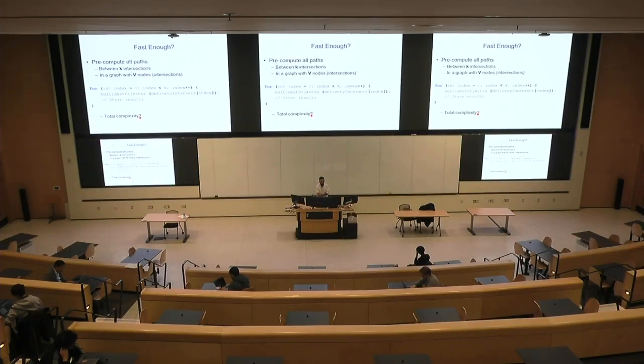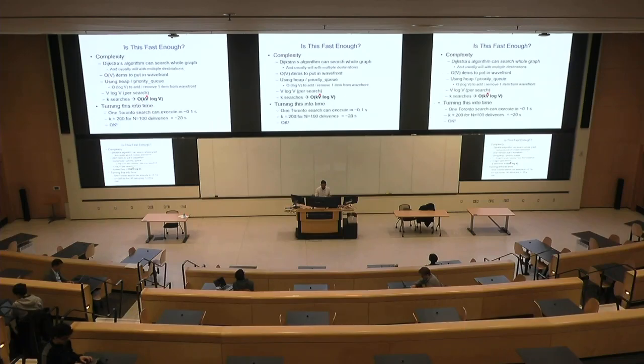Okay, so let's look at the complexity. Let's say we have k intersections of interest, where k in this case is equal to 2 times n plus d, right? The number of delivery pickups and drop-offs plus the number of depots. And let's say we have a graph of V nodes. So let's see if this is fast enough. What is the total complexity here? We are looping over k intersections, and from each of these intersections, we are calling this multi-destination Dijkstra, right? So what is the time complexity here?